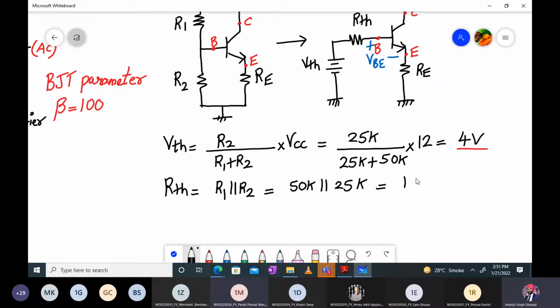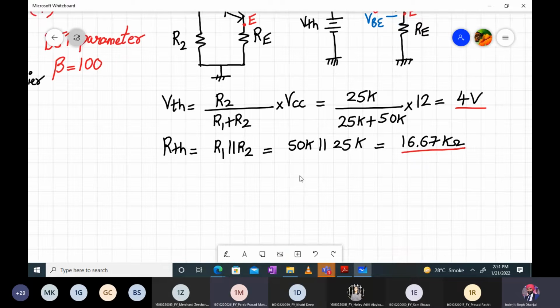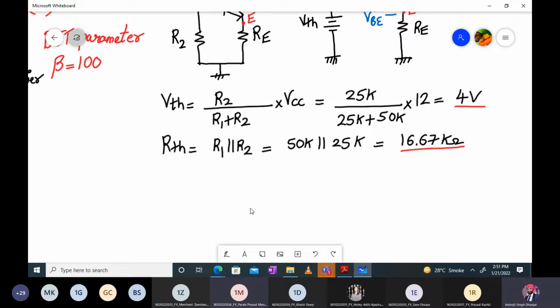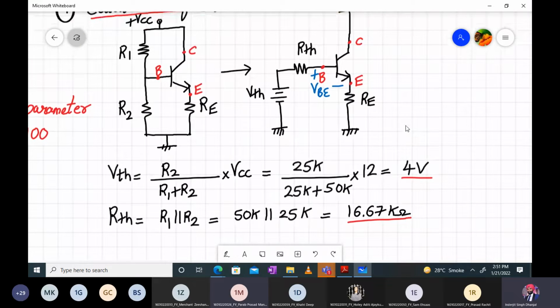So this you also solve, you will get it as 16.67 kilo ohms. So we have calculated RTH and VTH. Next we have to calculate IBQ. So will the IBQ formula remain same?